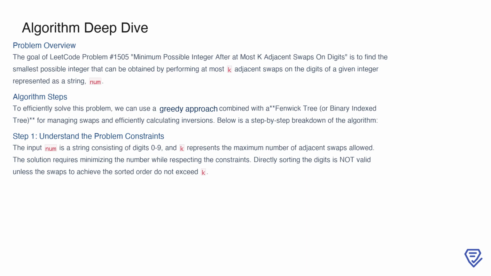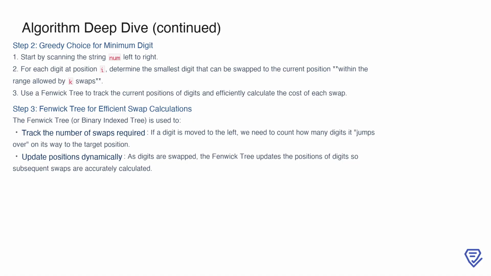To solve it efficiently, we use a greedy strategy combined with a Fenwick tree, which allows us to manage the swaps and calculate the number of inversions efficiently. Let's break down the algorithm step by step, starting with understanding the constraints of the problem. Now, the first step in solving this problem is to make a greedy choice for selecting the minimum digit. To do this, we start scanning the string from left to right. At each position, we determine the smallest digit that can be swapped to the current position, but only if it lies within the range permitted by the k-swaps. This ensures that we're always making the optimal choice for minimizing the number at each step.